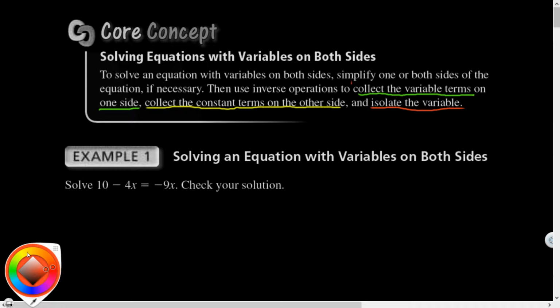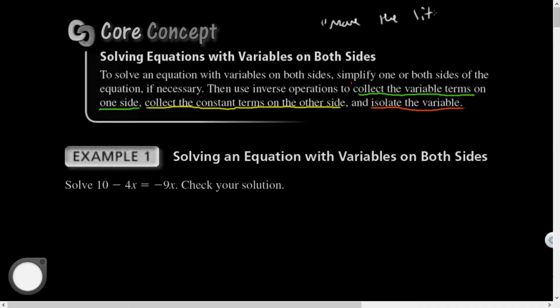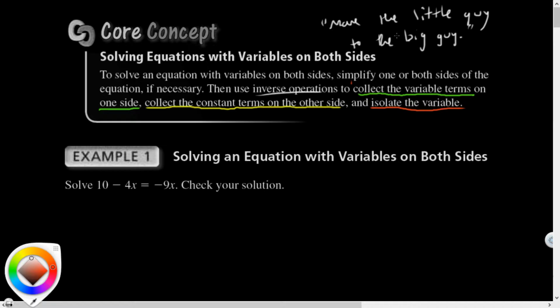Okay, so the way I phrase this, when I collect the variable terms on one side, I say this: move the little guy to the big guy. All right, that's my trick. And of course, we are doing it with, like they said, inverse operations. All right, so let me show you this trick.